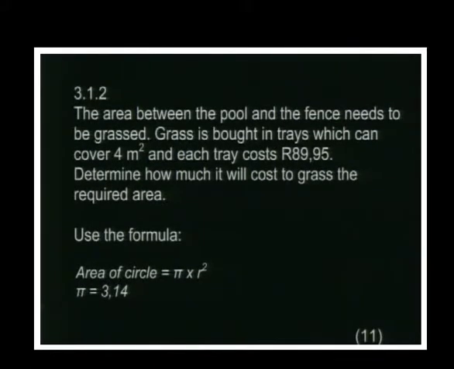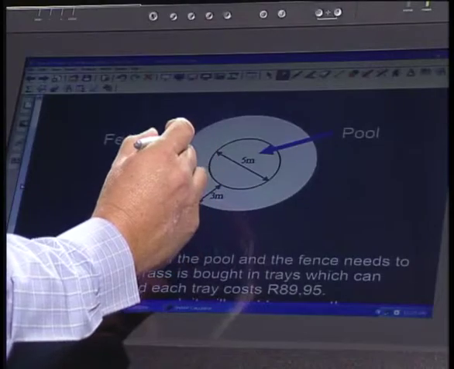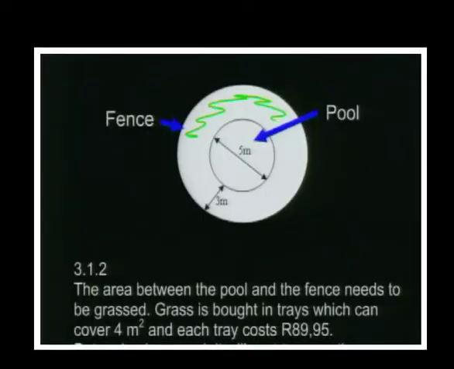Area of a circle is pi times r squared, and we've got to use pi as 3,14. So we're asked to calculate the area of this whole section here. We've got the pool, we've got the fence, and your task is to go out there and buy some grass and grass the area between the pool and the fence. How much is this grass going to cost us though? And that's what we've got to calculate.